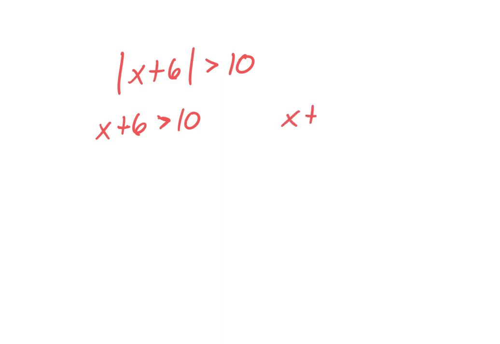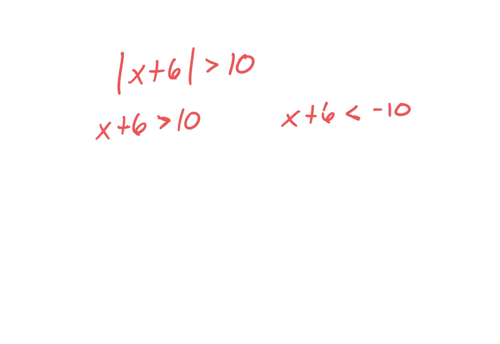The other one that we could see: absolute value of x plus 6 is greater than 10. Okay, I'm going to write out my two statements once again. The first one is exactly the same thing without the absolute value in it. X plus 6 is greater than 10. The second one is x plus 6, and because we're changing this to a negative, we're going to flip our sign to less than. So x plus 6 is less than -10.